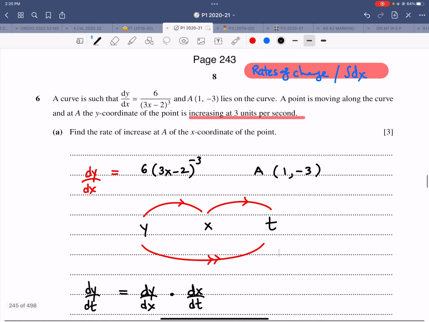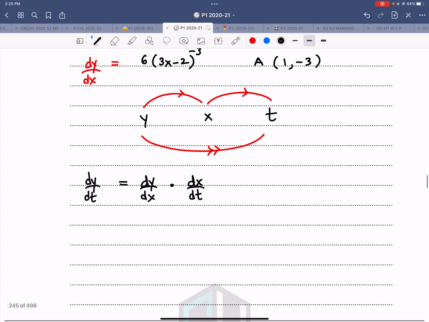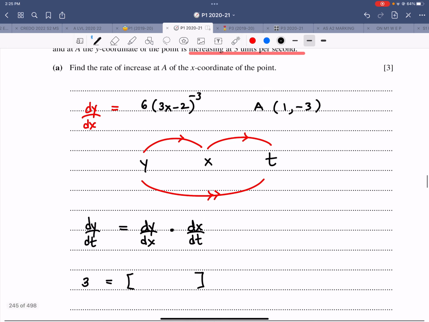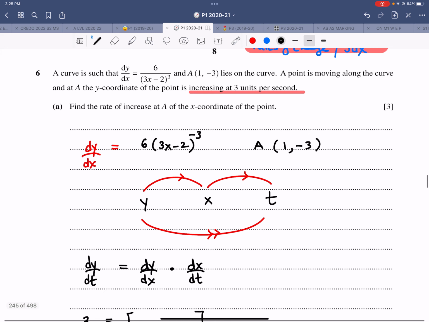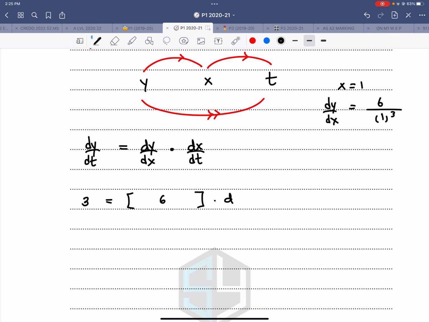What are you given? You are given dy by dt is 3 units per second. What do you need? dy by dx. Can you calculate it? Yes, you can. Because when x is 1, dy by dx, that is 6 over 3 minus 2 is 1, 1 cube is 1. So therefore, 6 multiplied by dx by dt.